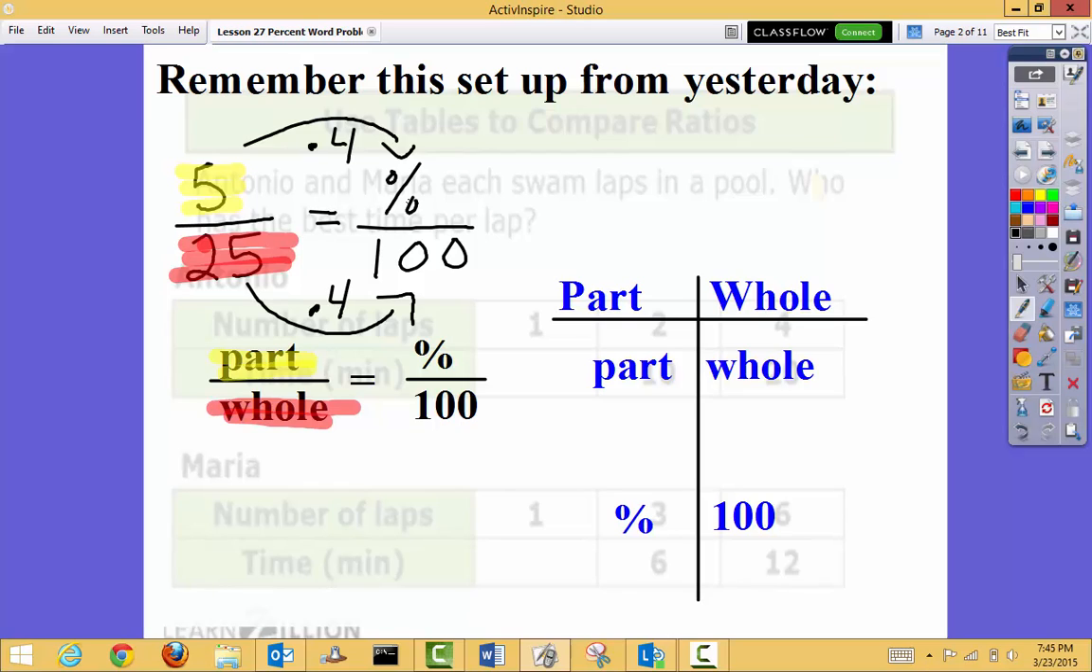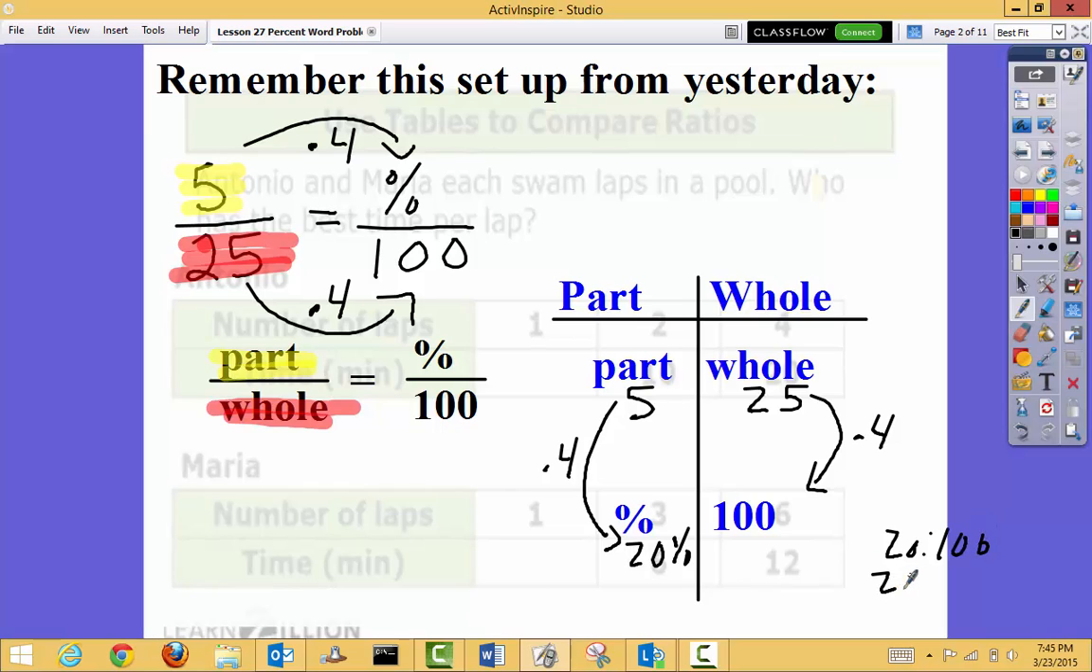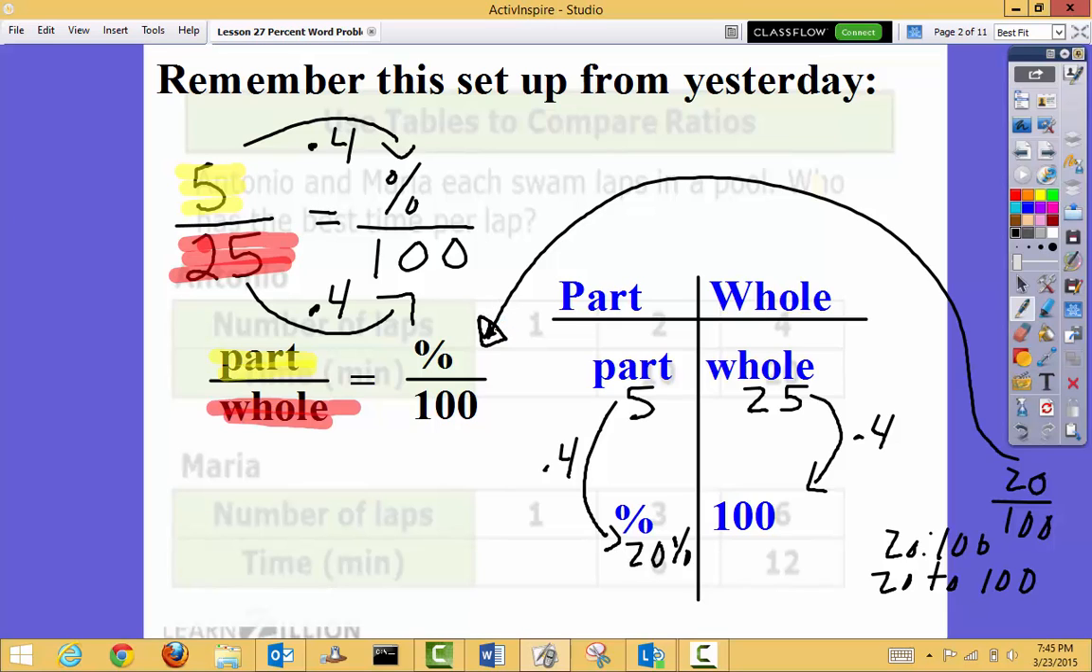If I'm unsure of that, with this setup right here, I can always make that ratio table, where it's my part over whole. So part is 5, whole is 25, and what number am I always trying to get this whole to equal for percents? I'm always trying to get it to equal 100. So how do I get from 25 to 100? Multiply by 4. How do I get from 5 to whatever this number is? I do the same thing that I did on the right side. I multiply by 4. So I'm left with 20%. Remember, when I'm making a ratio table, there are several ways to write ratios. One is 20 to 100, or as that fraction, 20 over 100. And we see this way of writing a ratio is the exact same thing as this way over here.